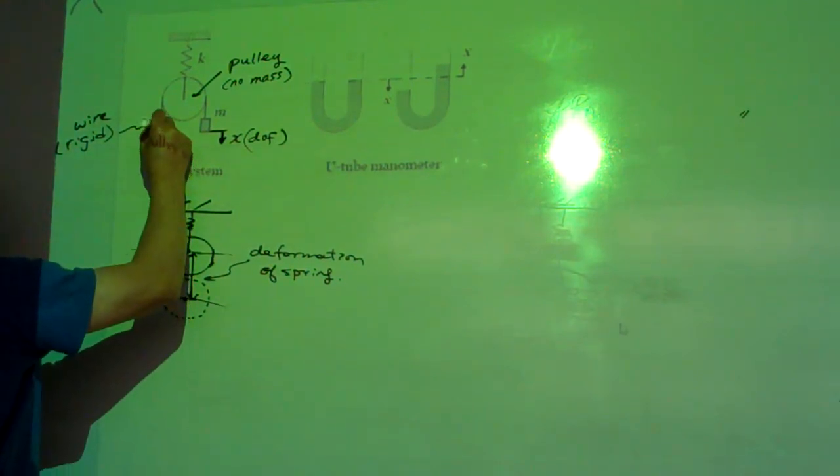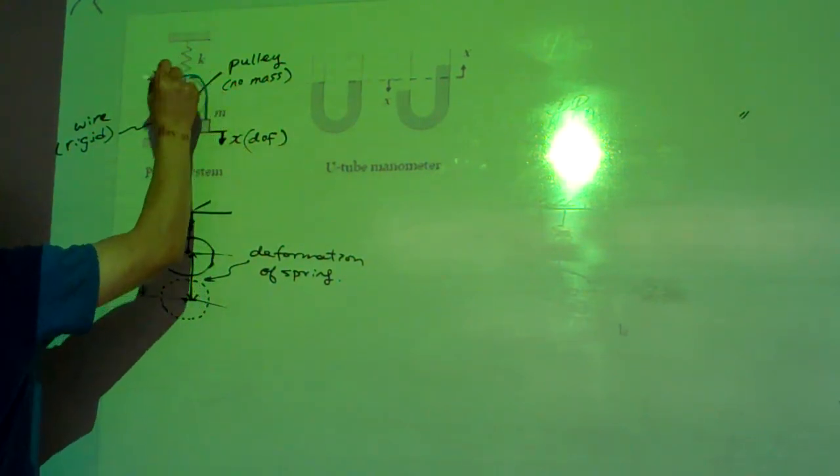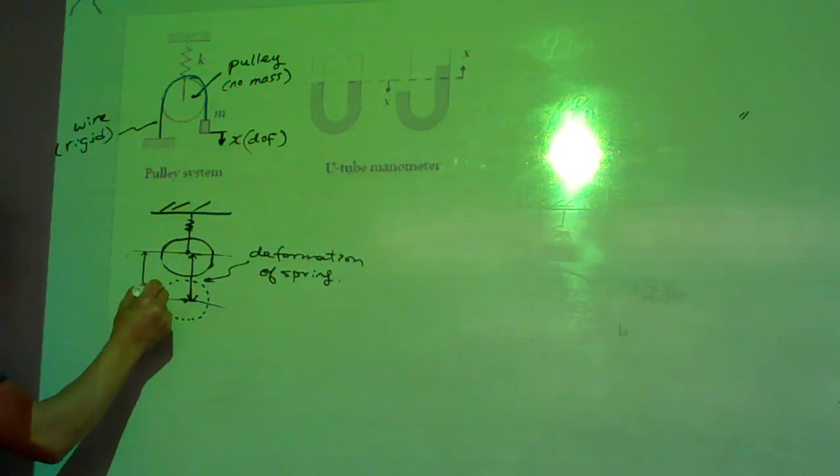Okay, so right now I'm going to put a wire onto this drawing here. So the wire here, let me use a blue line. Okay, so basically here is a wire.